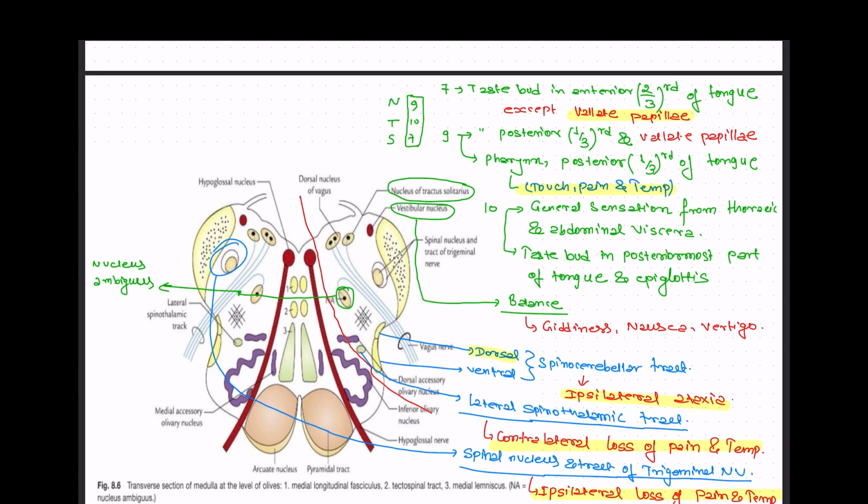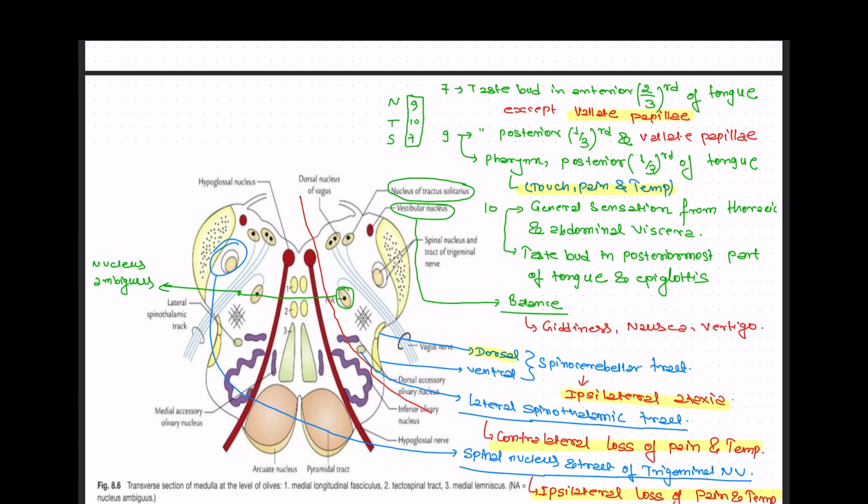So here is the transverse section of the medulla at the level of the olive, and this is the anterior aspect and this is the posterior aspect. This is the dorsolateral aspect, and the posterior inferior cerebellar artery supplies the medulla in this region. Due to thrombosis of this artery, this area is affected, which causes dysfunction of the structures present within that area.